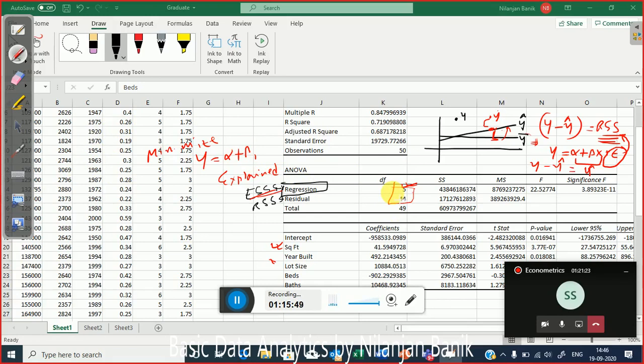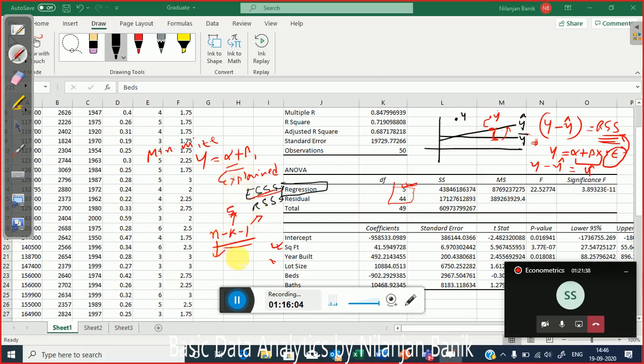Residuals is 44. How are they calculating residual? Residual is calculated as n minus k minus 1. What is k? K is 5 in my case. 1 is for the constant alpha.